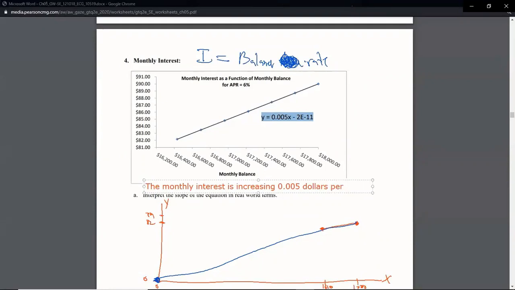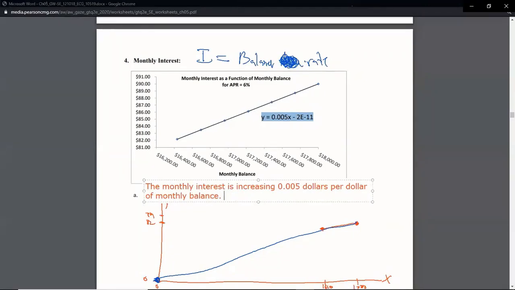Now you might say, well, the unit in the x value was dollars. But that just seems weird. It's increasing by $0.005 per dollar. Well, you need to be a little more specific since these are both the same type of unit. Your interest is increasing by dollars based on a number of dollars of monthly balance. That's better said. The interest is increasing by $0.005 per dollar of monthly balance in the account.